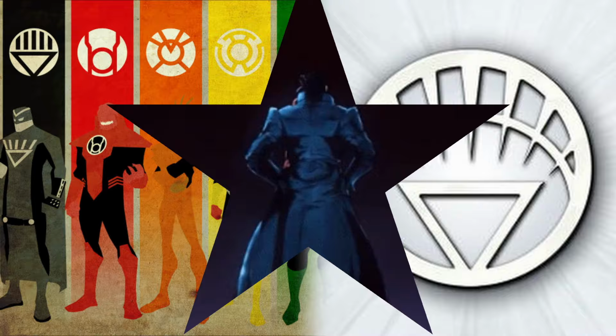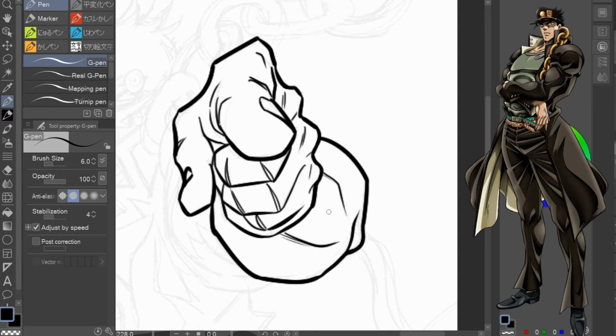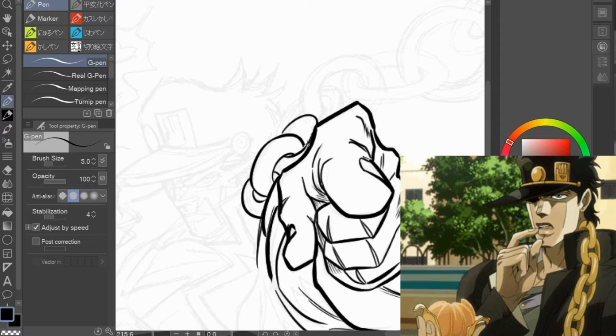Jotaro Kujo from Part 3, Stardust Crusaders, is the most iconic JoJo, but also happens to be the most stoic. He doesn't often say how he's feeling, usually letting his hands do that for him. This is the side effect of people thinking he's just angry all the time.